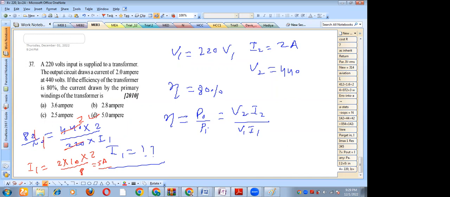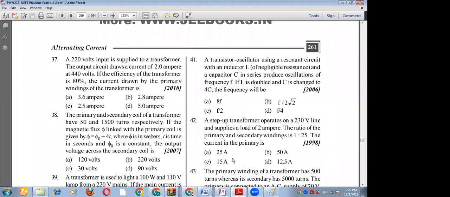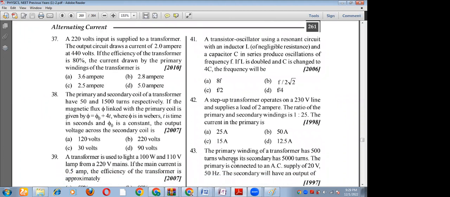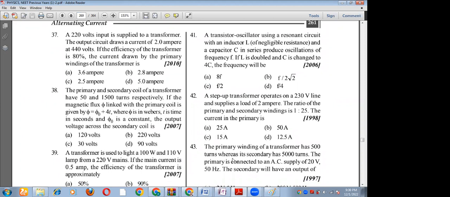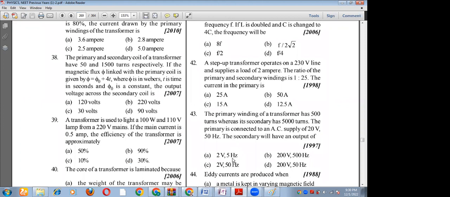Understood? Yes. Okay. Attempt question number 38 and 39.